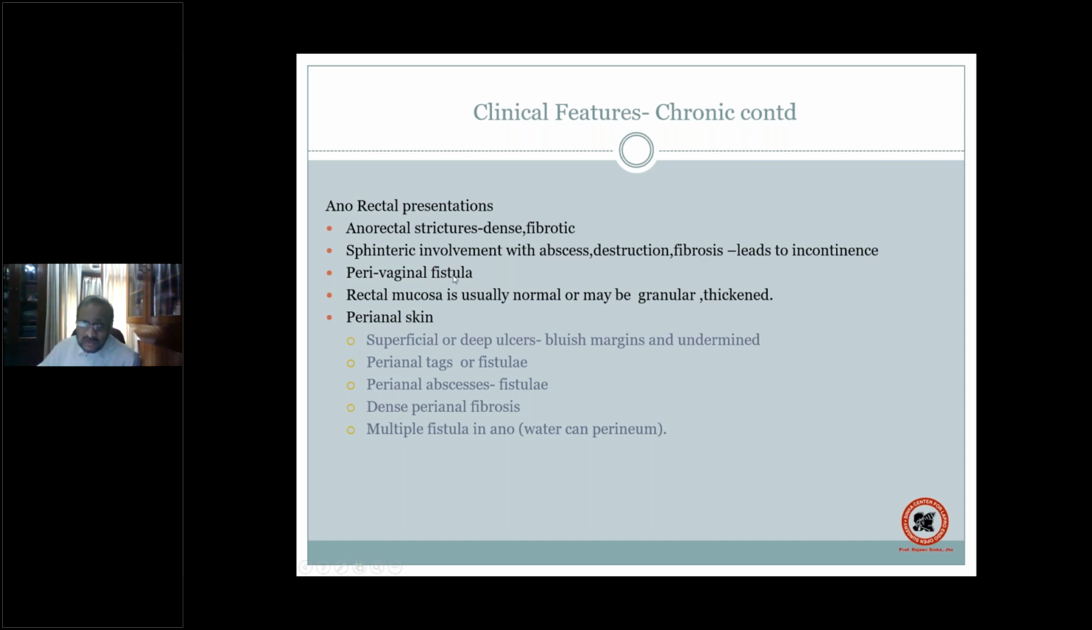You can have perivaginal fistula. The rectal mucosa is usually normal when you do a DRE, or you could have a granular or thickened rectal mucosa. If you look at the perianal skin, you can find superficial or deep ulcers, which have bluish, undermined margins, usually with multiple fistulae. They can also present with a watering-can perineum, which is nothing but a loss of urine through the perineal area through multiple openings. That is what is known as watering-can perineum. You can have a perianal tag of fistulae, perianal abscesses, and of course, dense perianal fibrosis. The whole of the perianal region becomes strictured and there's a loss of subcutaneous fat.